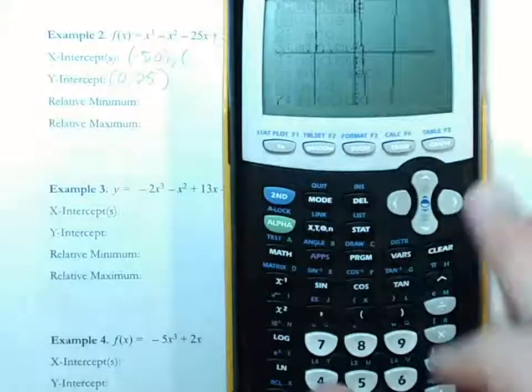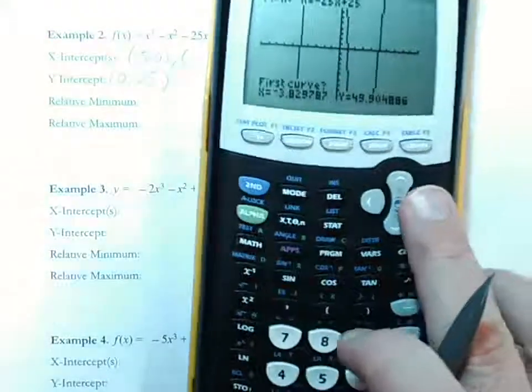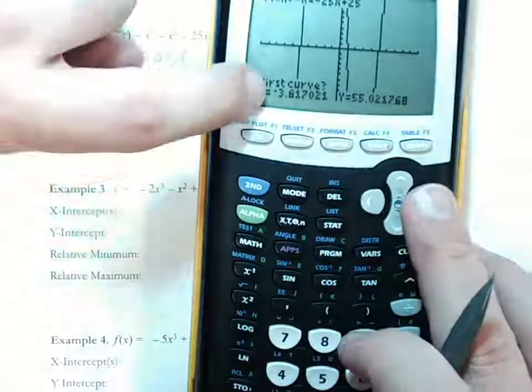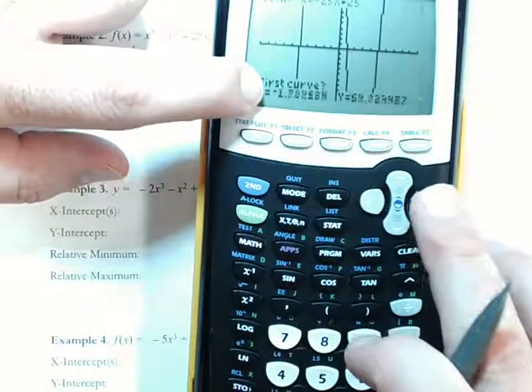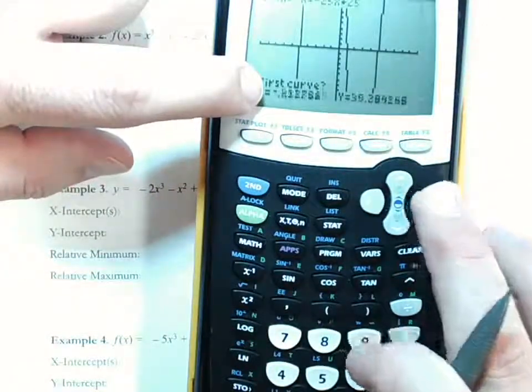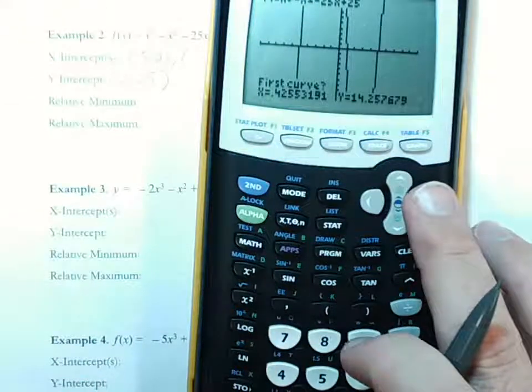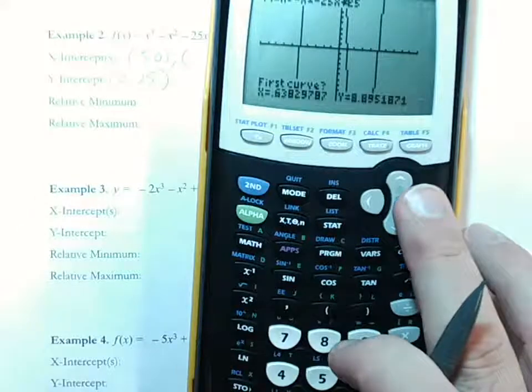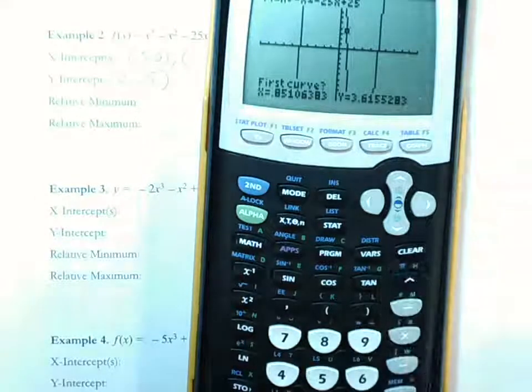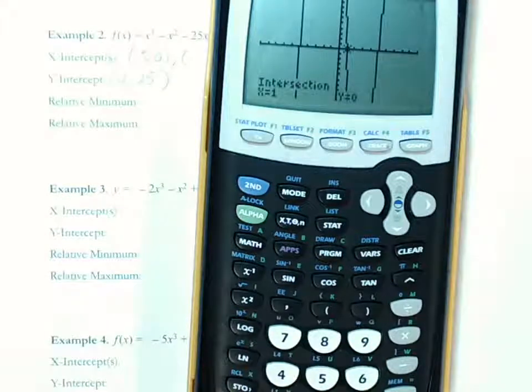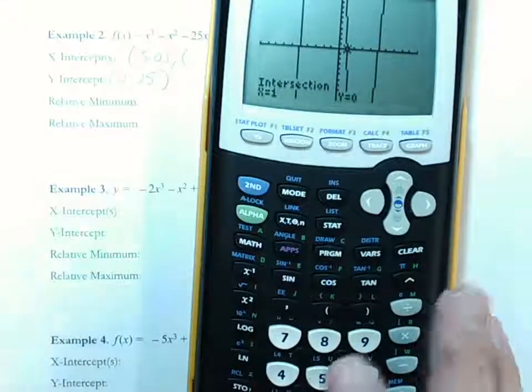Second, trace, 5. Now we will arrow to the other side. That looks to be about 1. So when this gets to be close to 1, I'm going to probably hit enter. Let's see what we got here. Where's my blinky cursor? There it is. Enter, enter, enter. Very cool. We got 1, 0.